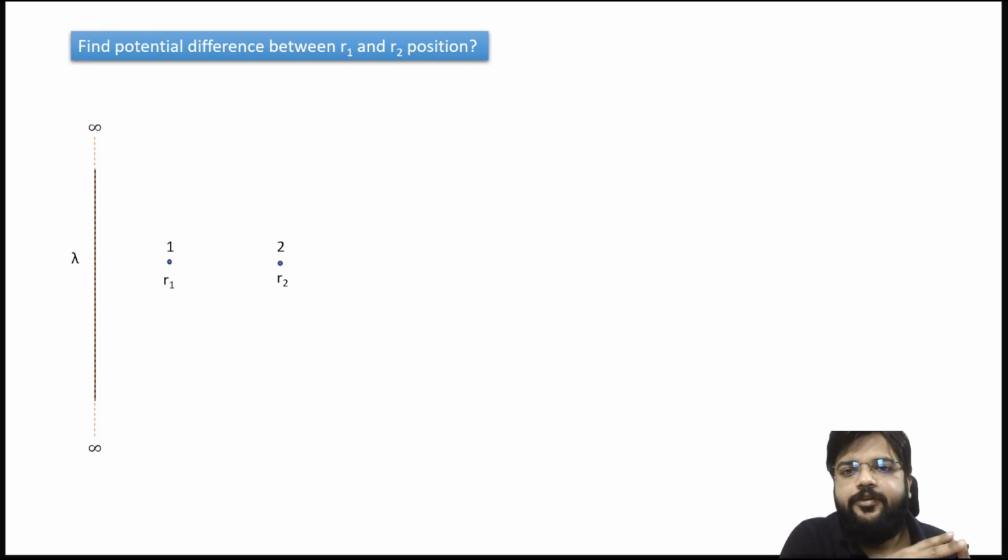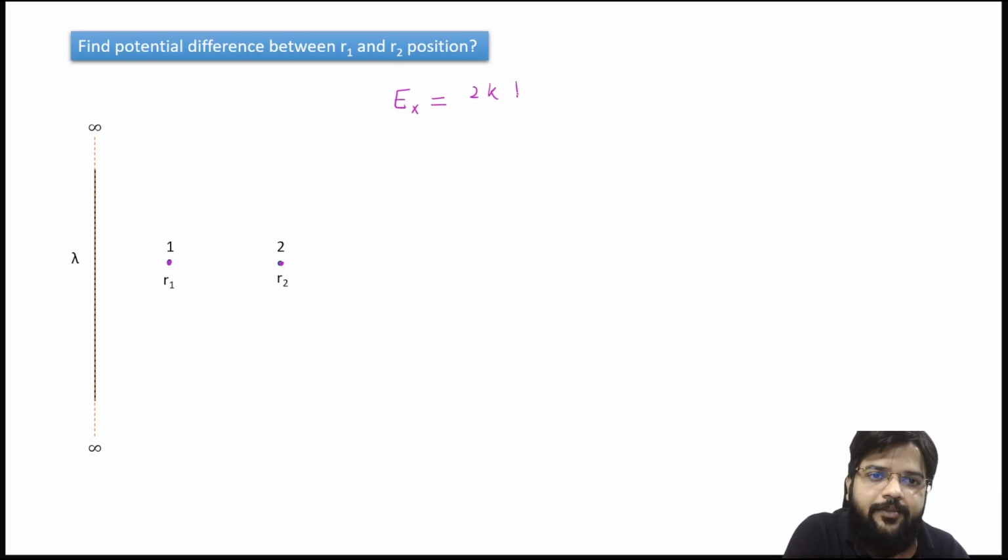Let's see the next question everyone. Find the potential difference between R1 and R2 positions. So here we want the potential difference between this R1 and R2. First of all, I am writing the electric field due to this wire at x distance. It can be written as 2k lambda by x. So you can see electric field is a function of x. If x varies, then the electric field will change. If we go far away from this wire, the electric field is continuously changing.